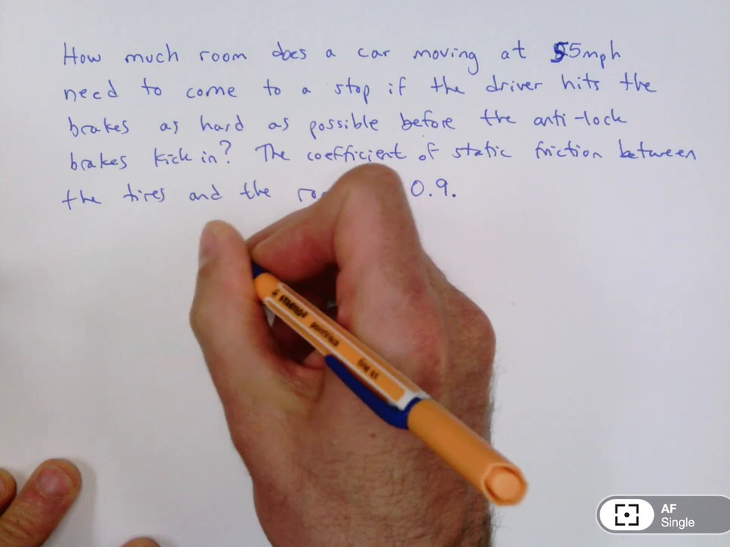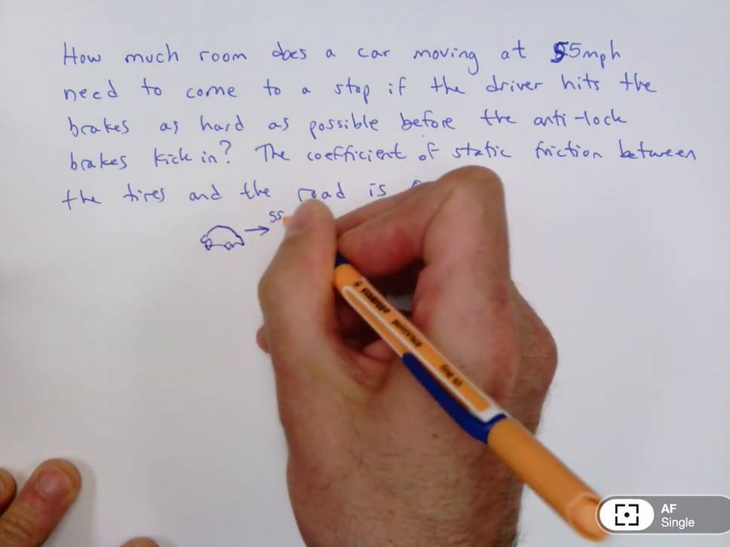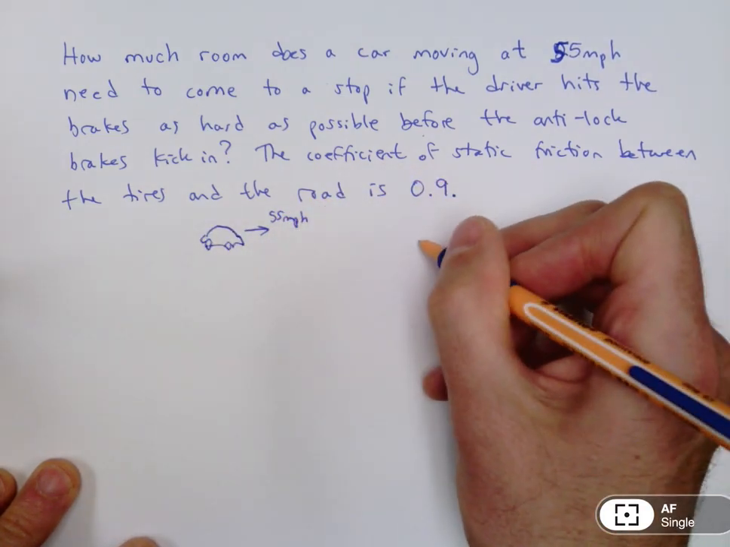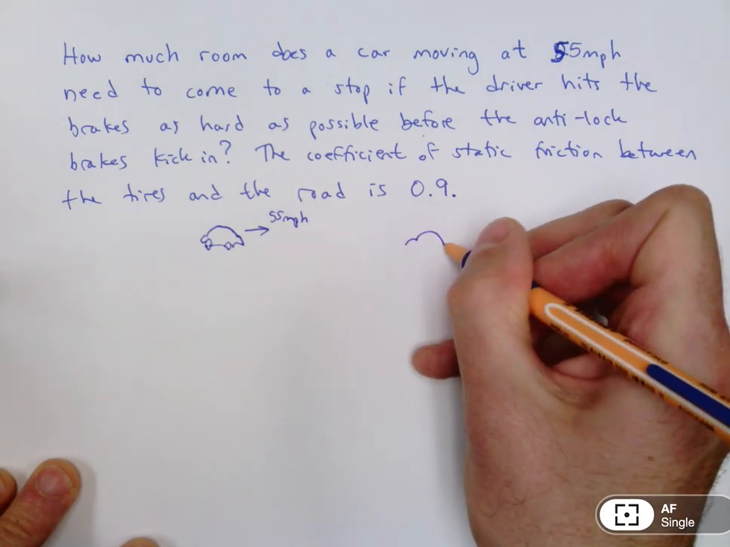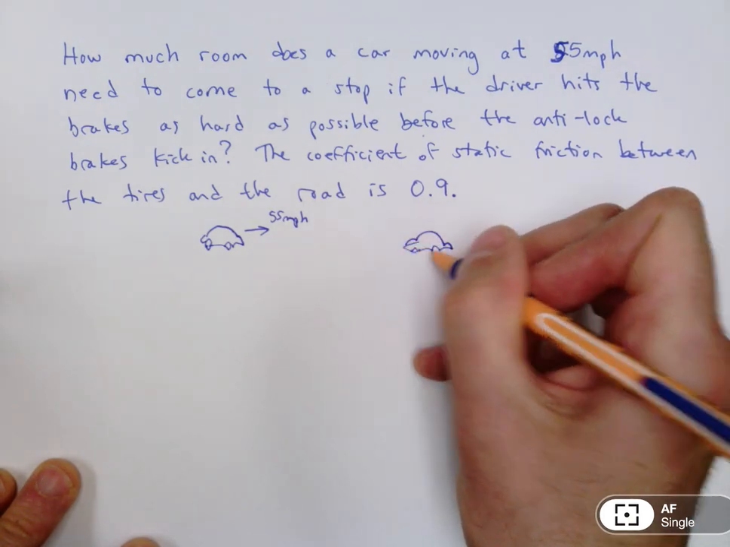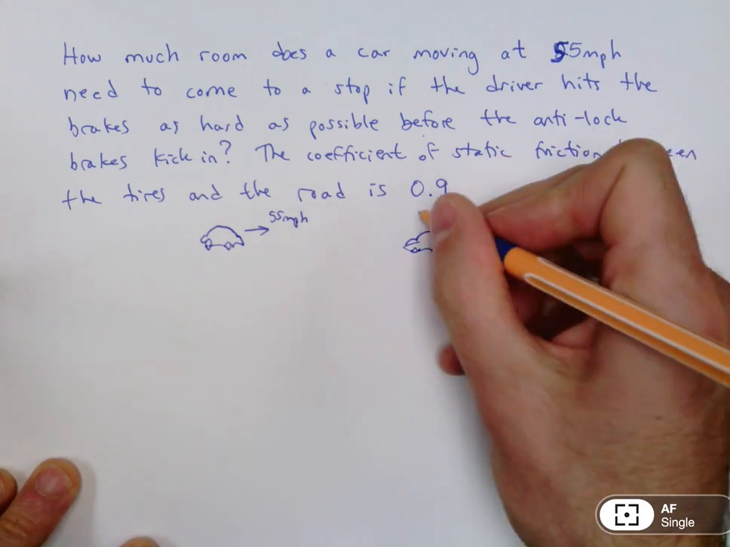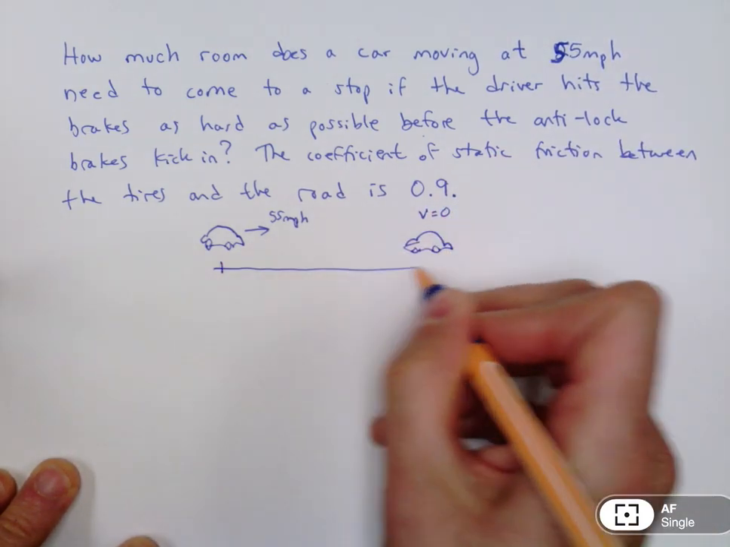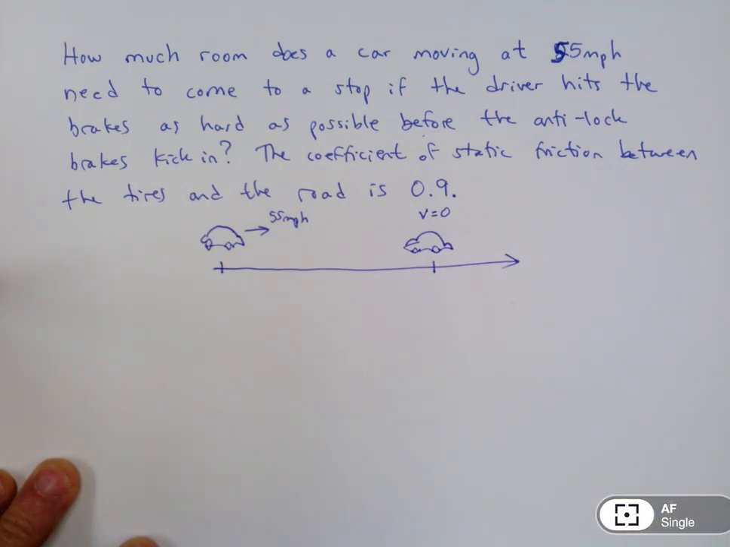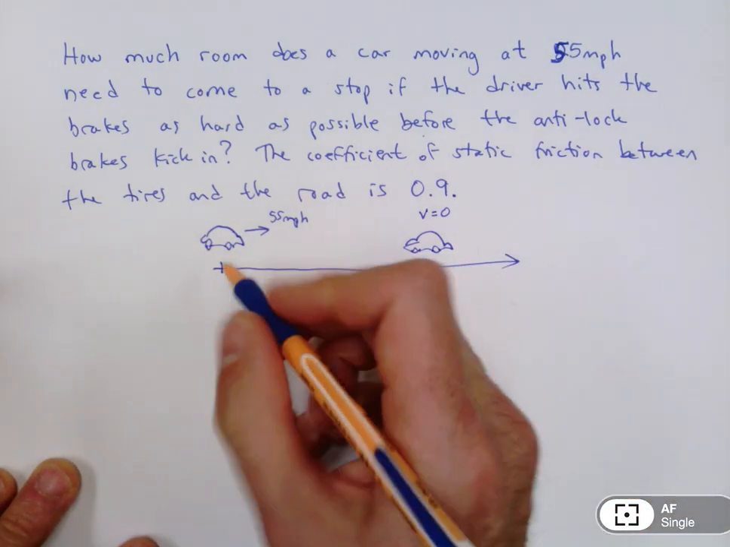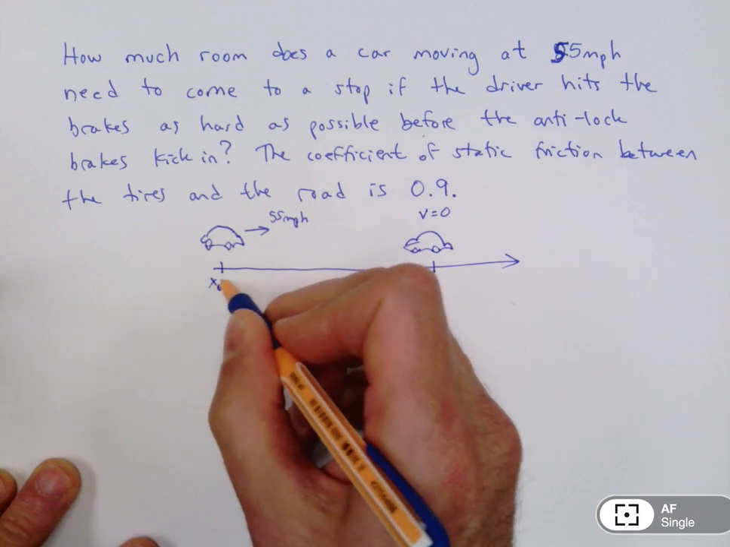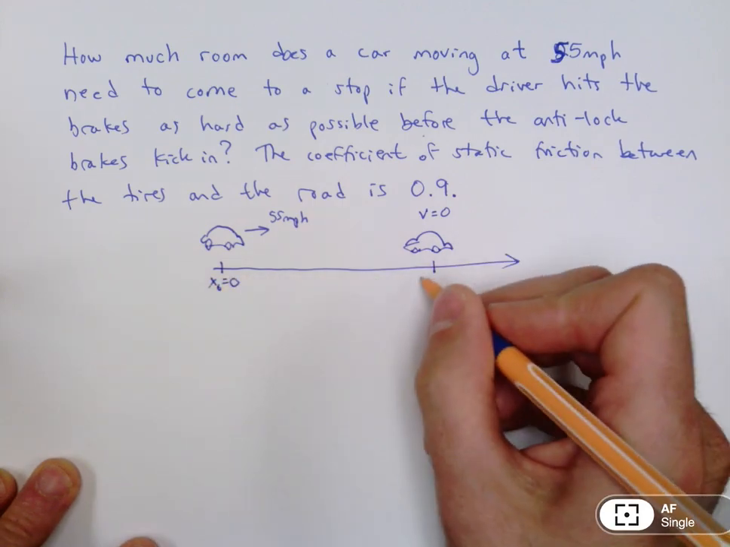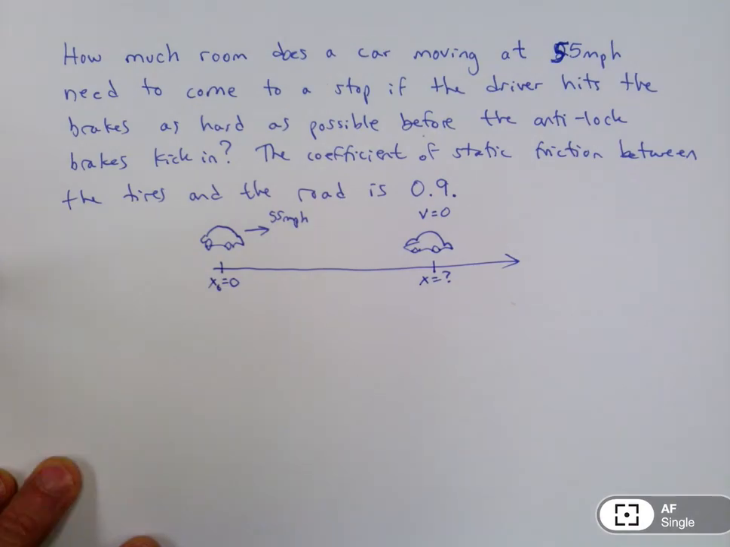So here we have a car that's going 55 miles per hour. And ultimately, this car is coming to a stop. So somewhere over here, the velocity is equal to 0. Maybe I'll make a little number line here. The question is, how much room does it need? So really, let's say the initial position is 0.